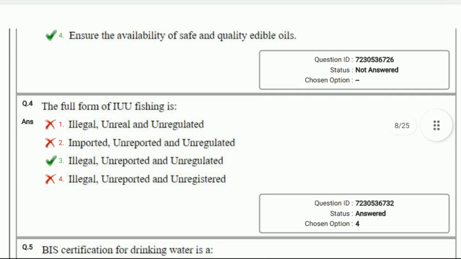Next question. The full form of IUU fishing is. It stands for illegal, unreported, and unregulated fishing. Illegal fishing takes place when the harvesters carry out fishing in violation of a law of fishery, and IUU occurs in most fisheries, accounting for nearly up to 30% of total catches in some important fisheries. So this stands for illegal, unreported, unregulated fishing.